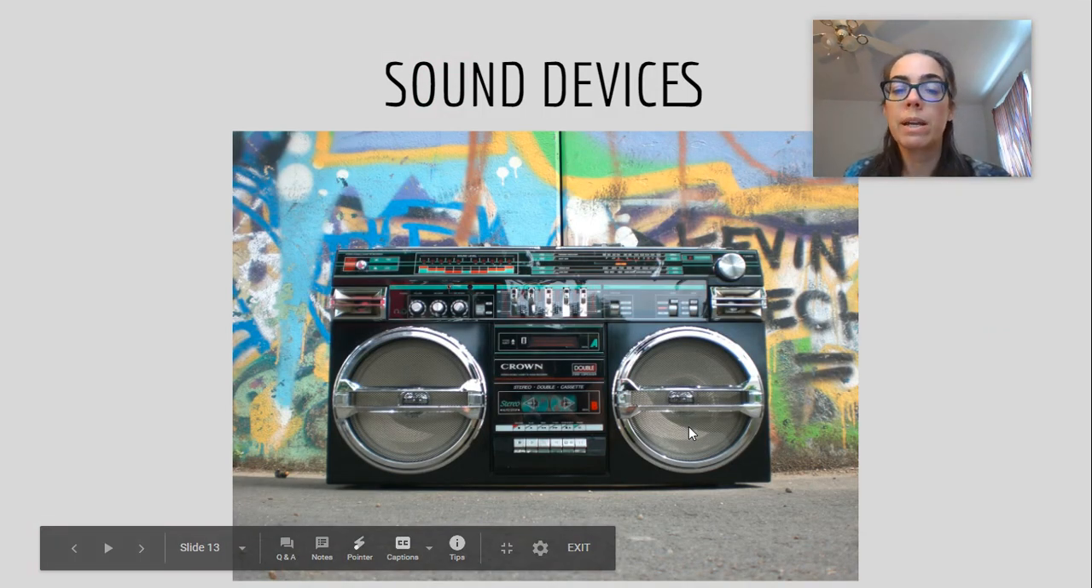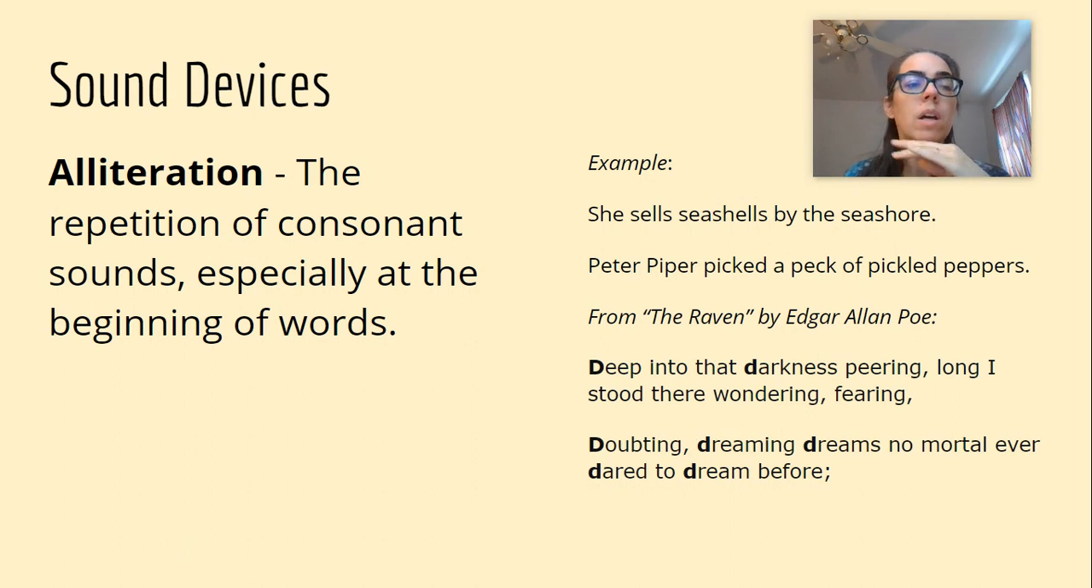So we're going to talk about sound devices. Alliteration. I'm pretty sure that you guys worked with Miss Stayer on this last year. It's one of the easiest to spot because it's at the beginning of a word and you notice the consonant repetitious sounds. So the basic ones, ones that you've heard your entire life, are things like tongue twisters. She sells seashells by the seashore. You've got the S in there. And Peter Piper picked a peck of pickled peppers.